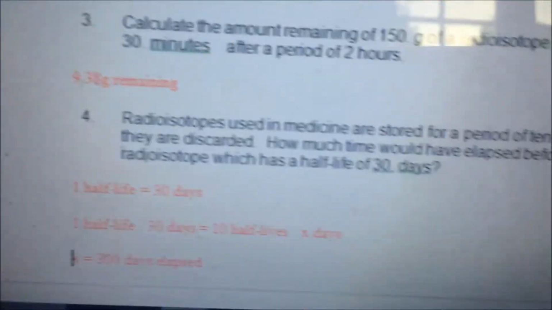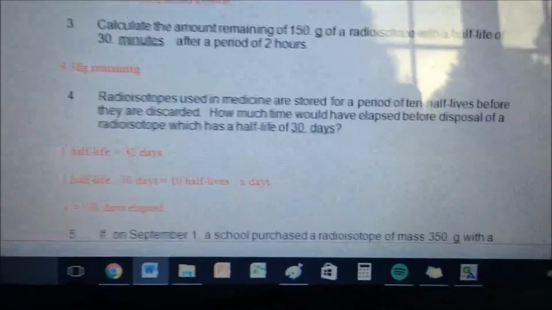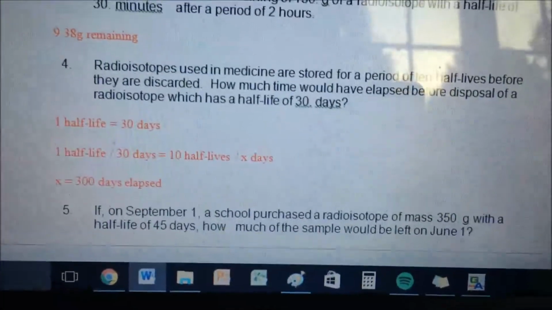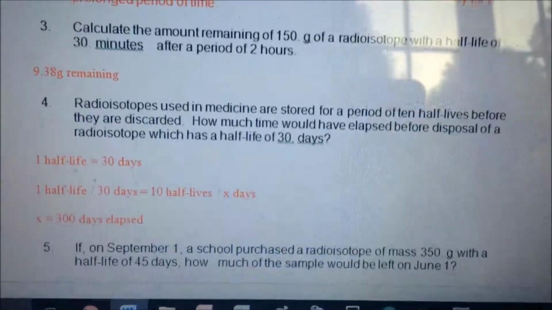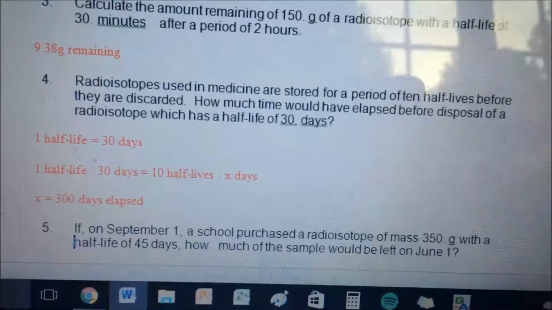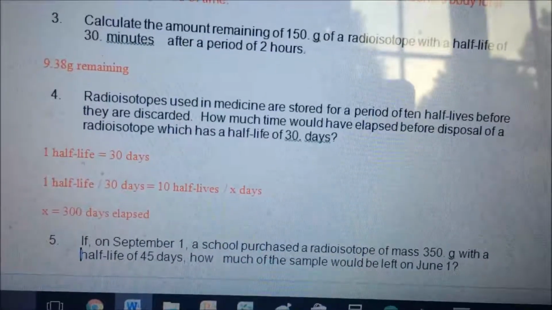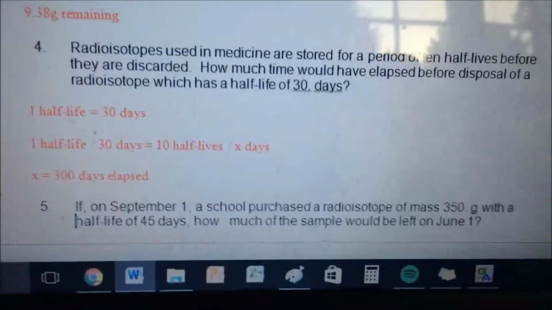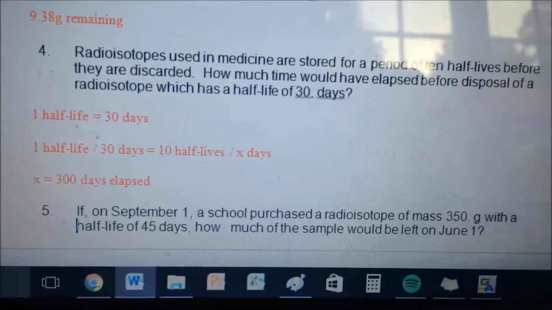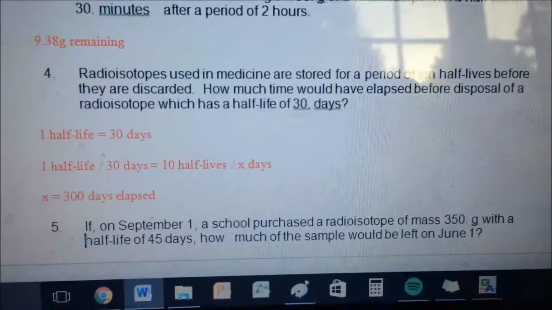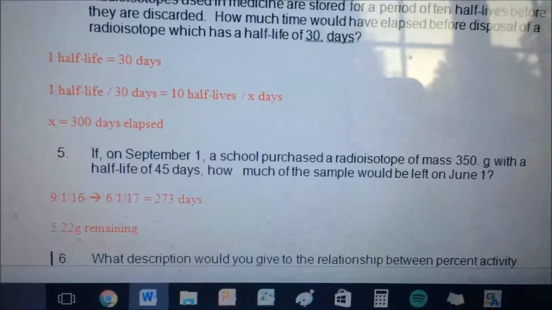And for number 4, I just set up a proportion. So according to the thing, it said 1 half-life equals 30 days. And you're trying to find how many days 10 half-lives are, so you do 1 half-life over 30 days is equal to 10 half-lives over X amount of days. And I got 300 days elapsed.